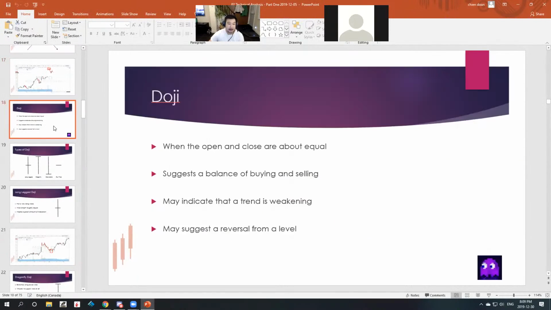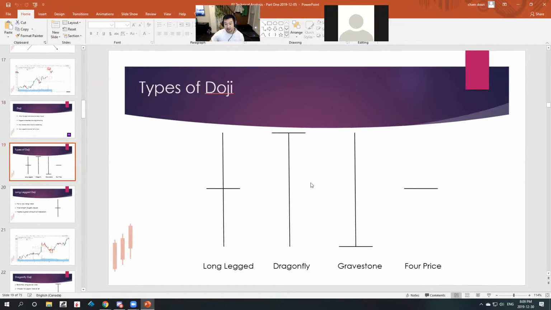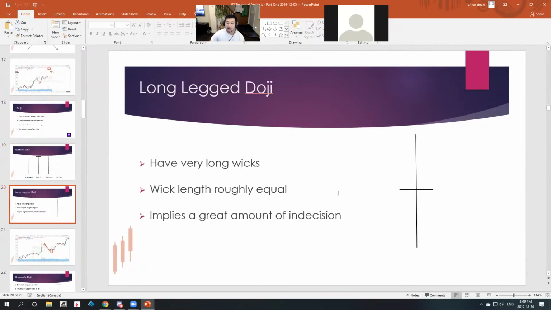After the shooting star patterns, you have your dojis. Your dojis are just candles where the opening and closing price are essentially equal, right? And they basically represent a balance or an equilibrium within the markets. So here are some examples. You have your long-legged dojis, dragonflies, gravestones, and four price. So your long-legged doji is just basically like the equal, right? It is like the most equal type of doji you can get.